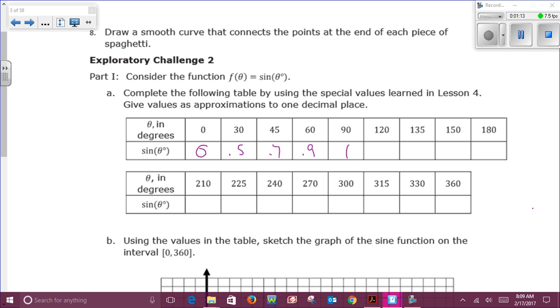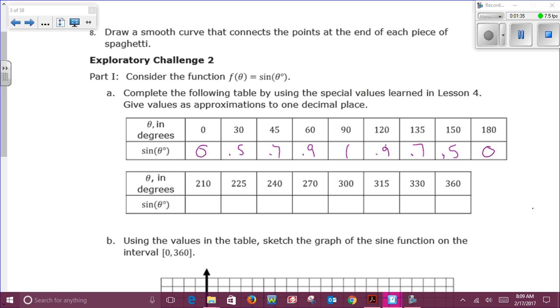120 has a reference angle of 60, so it'd be the same as the 60 degree, and in quadrant 2 it's positive. 135 is the same reference angle as 45, so it's 0.7. 150 has a reference angle of 30, so it's 0.5. And the sine of 180 is 0.